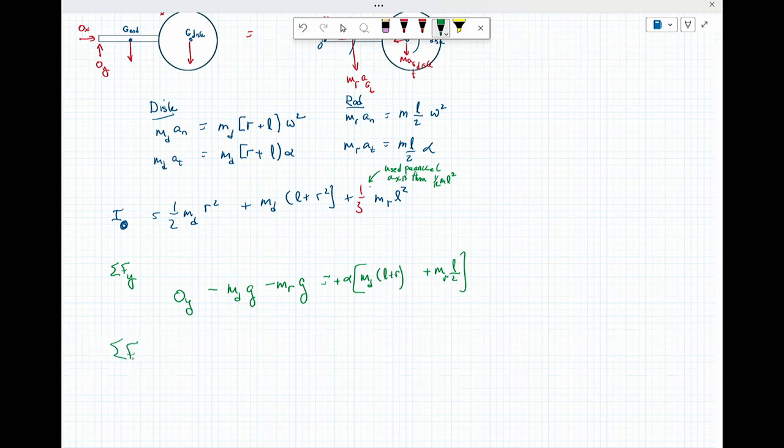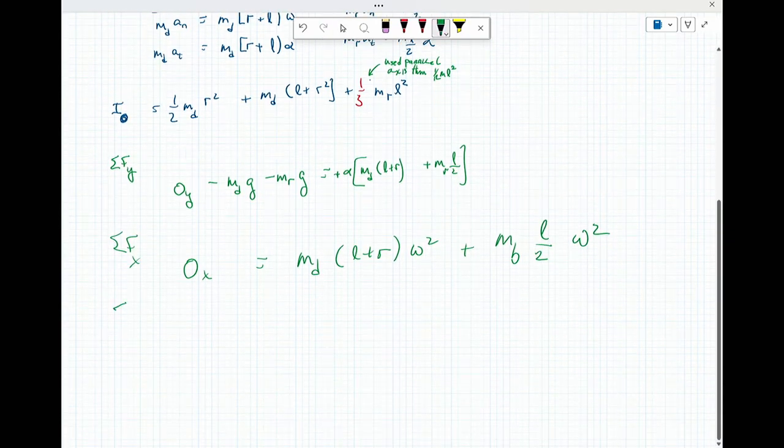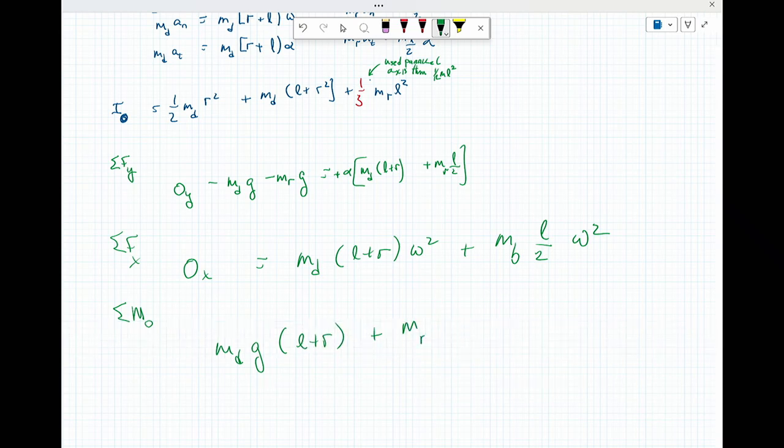So sum of forces in x, OX equals m_d L plus r omega squared plus m_b L over 2 omega squared. And then finally, sum of moments about O, m_d g (L plus r) plus m_b (L over 2) g equals I_O alpha.